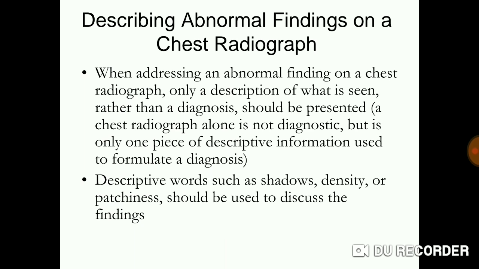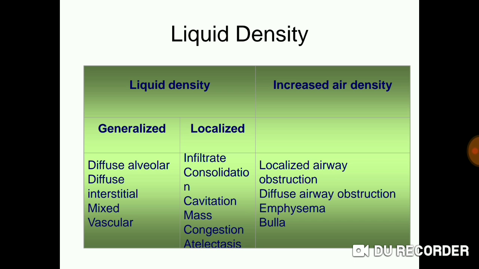Describing abnormal findings on a chest radiograph. When addressing an abnormal finding on a chest radiograph, only a description of what is seen rather than a diagnosis should be presented. A chest radiograph alone is not diagnostic but is only one piece of descriptive information used to formulate a diagnosis. Descriptive words such as shadows, density, or patchiness should be used to discuss the findings.